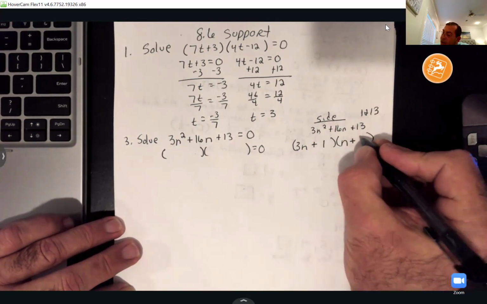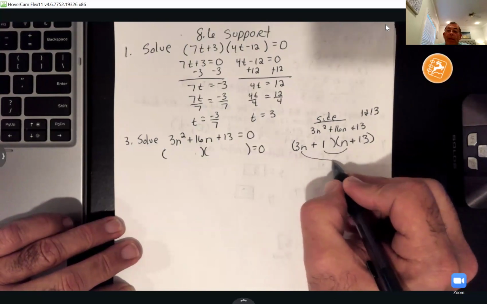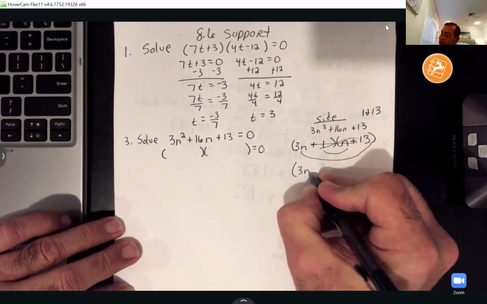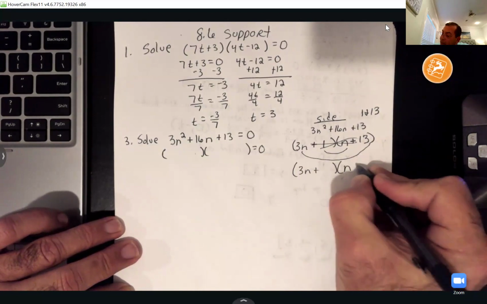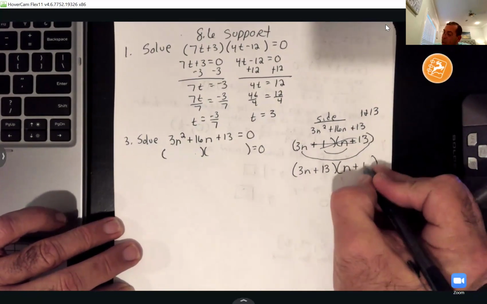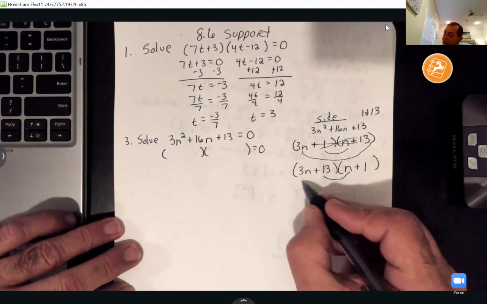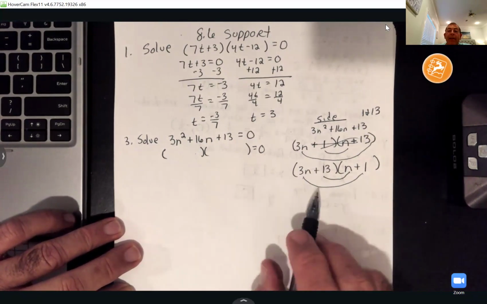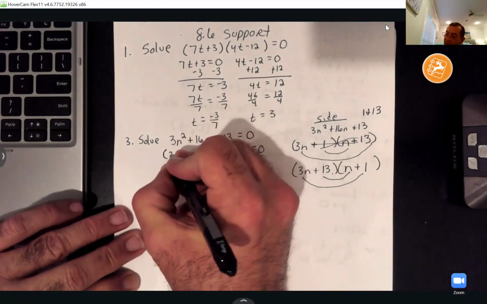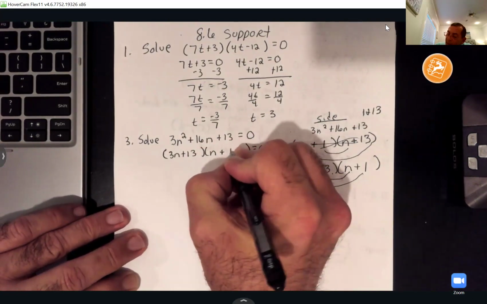Okay, so let's see. If I put the 1 first and then the 13, let's see what we get. We get 1n, and then we get 39n. So that's not it. So let's switch the 1 and the 13 around, because there's only 2 possible combinations. So let's put the 13 and then the 1. Let's see what that adds up to. That gives you 13n. That gives you 3n. And 13 and 3 add to get 16. So I know that factors into 3n plus 13 and n plus 1.